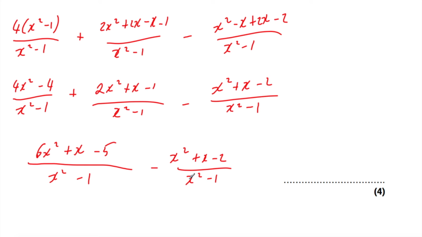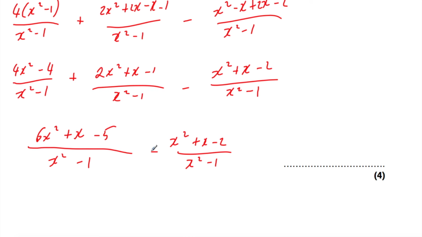And now finally, we just need to subtract here. So we've got 6x squared take away x squared, that's going to be 5x squared. We've got x take away x, well, x take away x will be 0. And then we've got minus 5 take away minus 2. So minus 5 minus minus 2 means we're going to go back up 2, so it's going to be minus 3. And then that's over x squared minus 1.